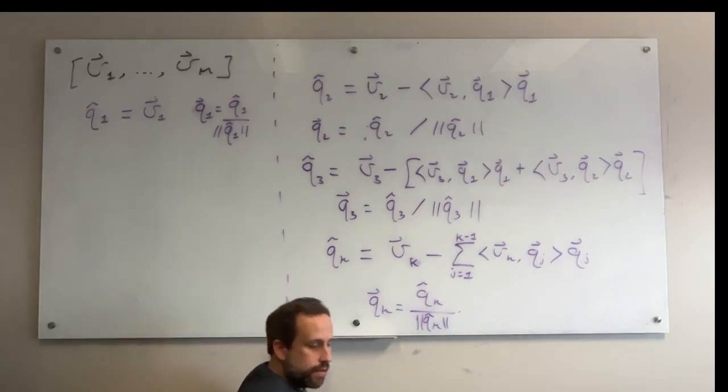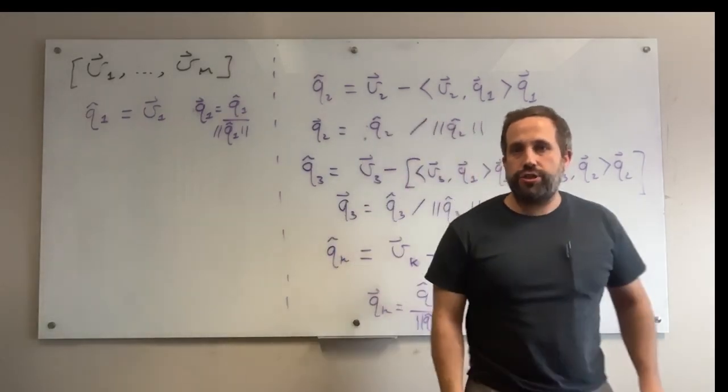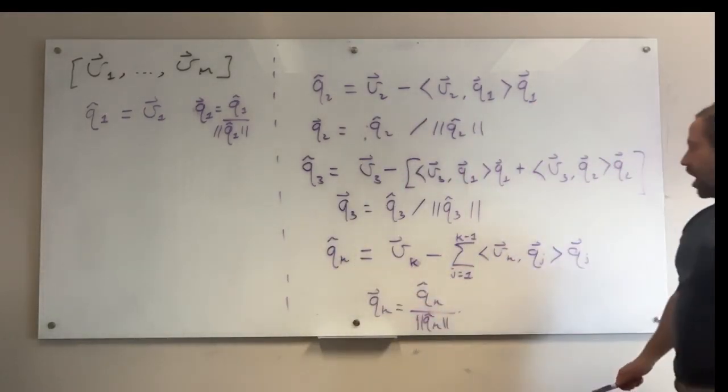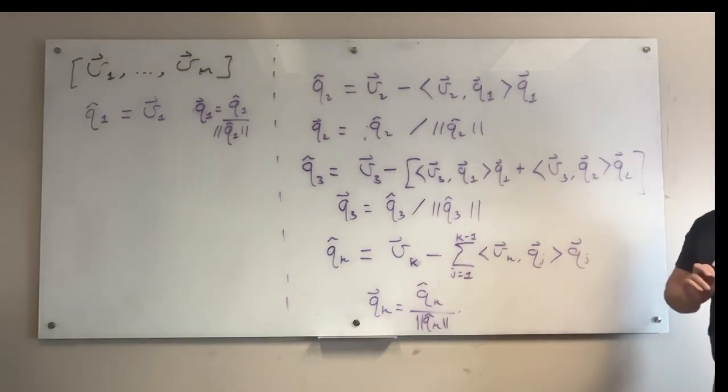Okay, so that's what qk is. And again, like I said, I want you to actually go through the computation and show that qk hat is orthogonal to q1, q2, all the way up to qk minus 1.